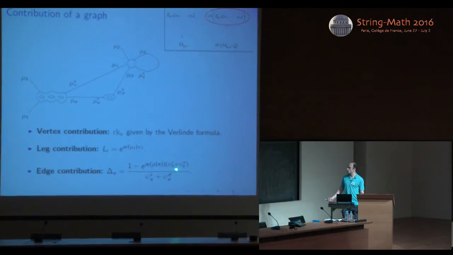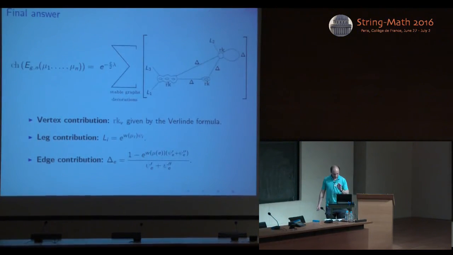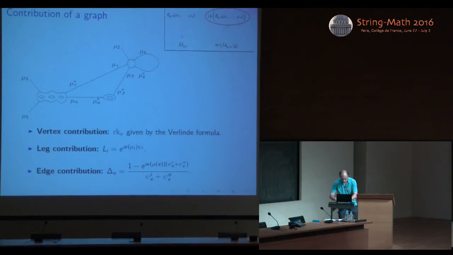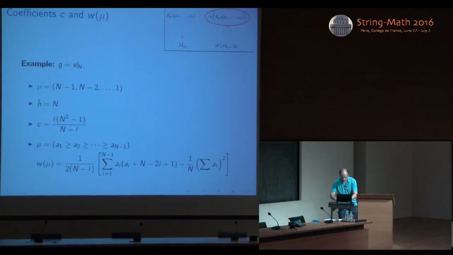So again, to be a little bit more concrete, let me show you what all these are for SL_n. So the half sum of positive roots is just a staircase Young diagram, n minus 1, n minus 2, and so on up to 1. The dual Coxeter number is just n. So c is given by this simple formula, where n squared minus 1 is the dimension of SL_n. And W of mu, if mu is the Young diagram given by a partition like that, there is, again, a formula that gives you W of mu.